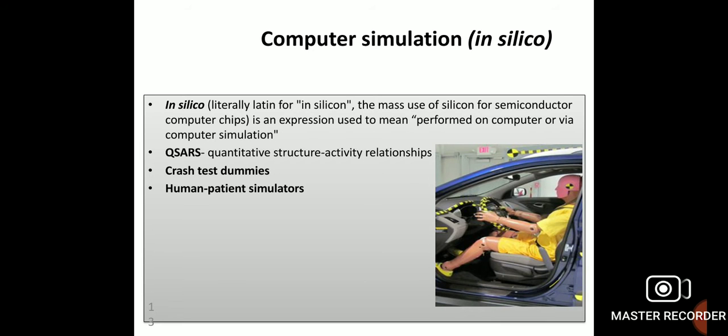So here is one example of in silico techniques, that is computer simulation. In silico is a Latin-derived term referring to silicon, the material used for semiconductor computer chips. It is an expression used to mean performed on a computer or via computer simulation. There are various in silico models, like quantitative structure-activity relationship, crash test dummies, and human patient simulators. We will see them all one by one.